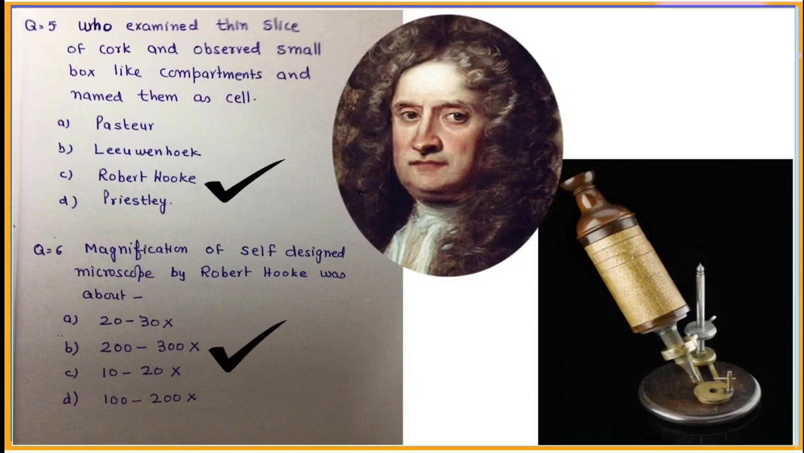Question number 5. Who examined thin slice of cork and observed small box-like compartments and named them as cell? Robert Hooke was the first person to observe a cell in 1665 by using a self-designed microscope. Come to question number 6. Magnification of self-designed microscope by Robert Hooke was about 200 to 300x magnification.